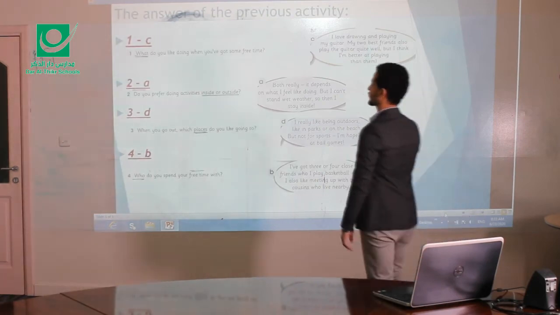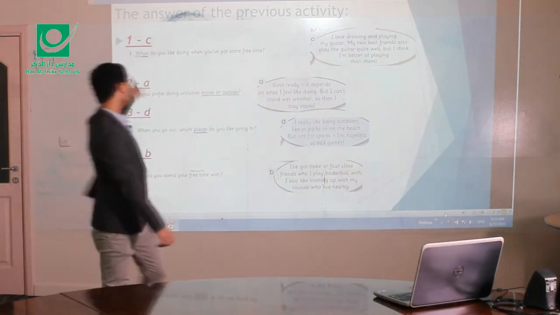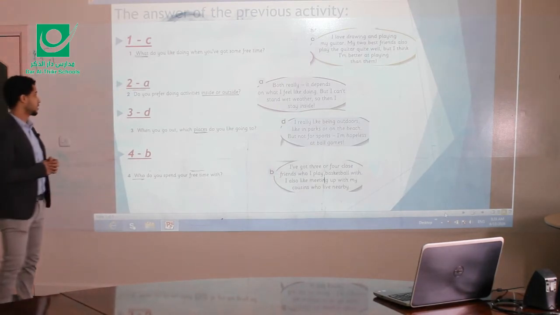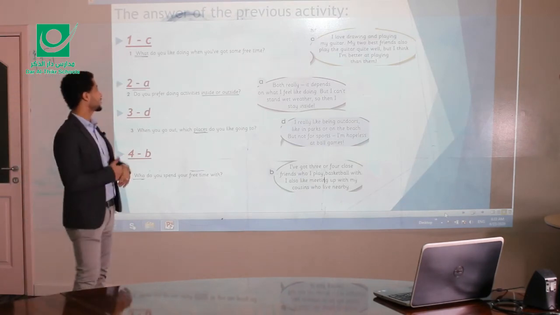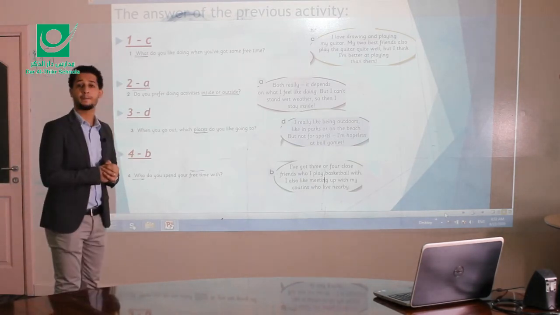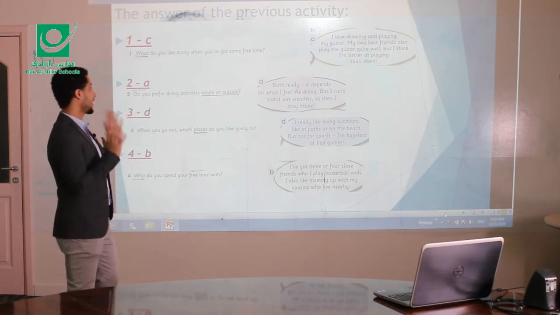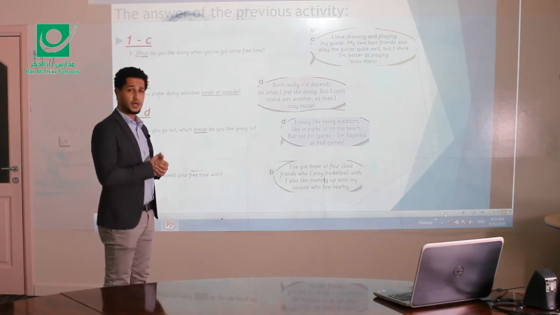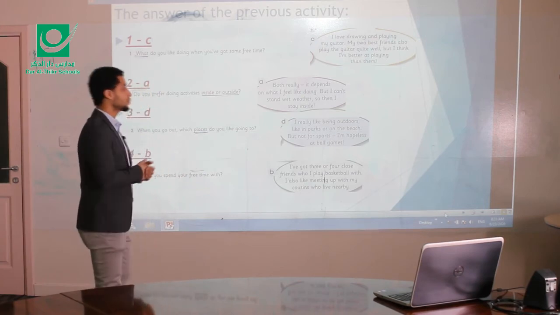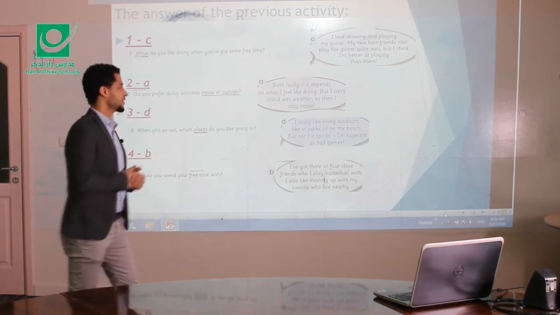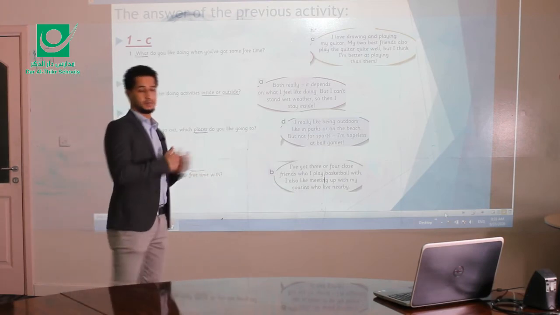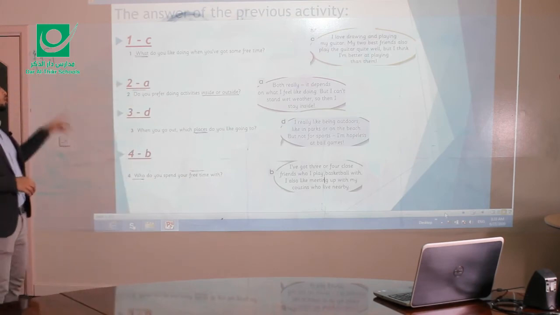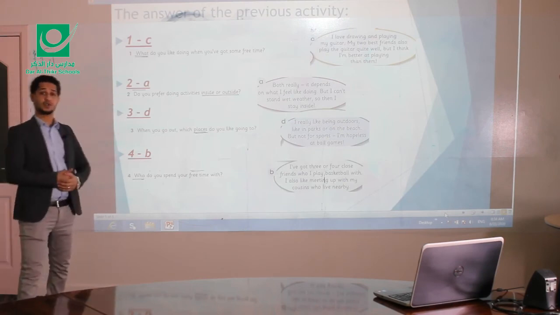These are the answers. Question 1, we match it to answer letter C. Question 1, what do you like doing when you have got some free time? This is question number 1. Answer letter C, he says, I love drawing and playing my guitar. My 2 best friends also play the guitar quite well, but I think I'm better at playing than them. So, question 1, answer letter C. Okay? Question number 2, answer letter A.